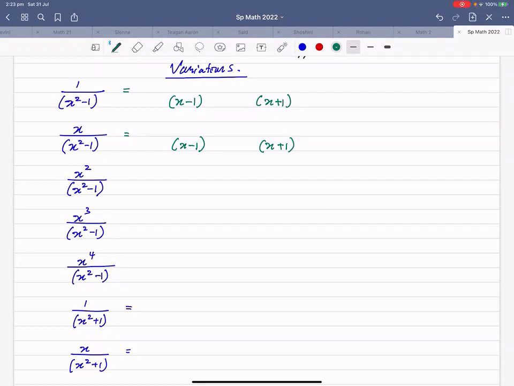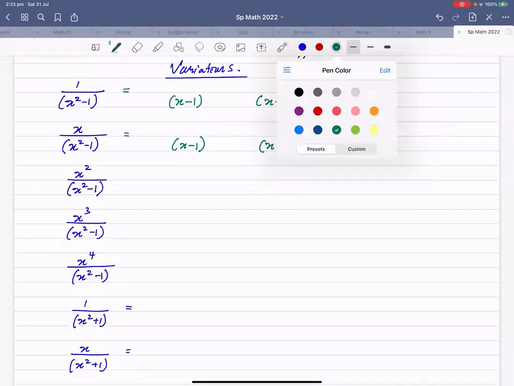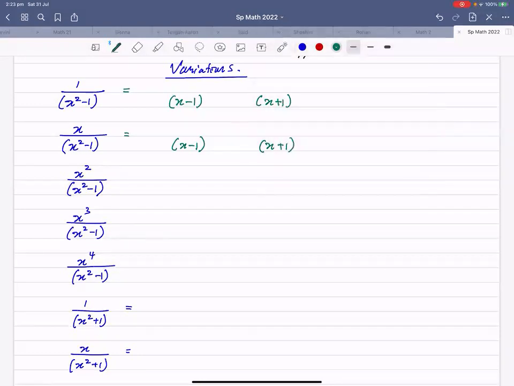Okay, so x squared minus 1, you can split it: x minus 1, x plus 1. Now, you have a numerator here. So you have to decide what the numerator should be.